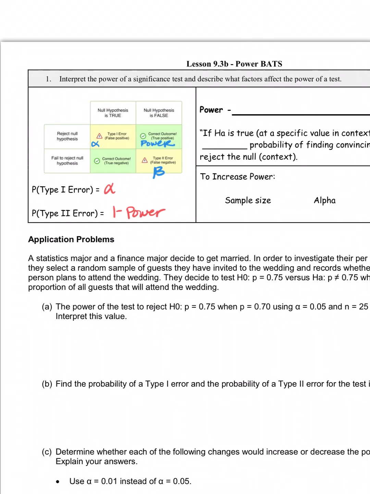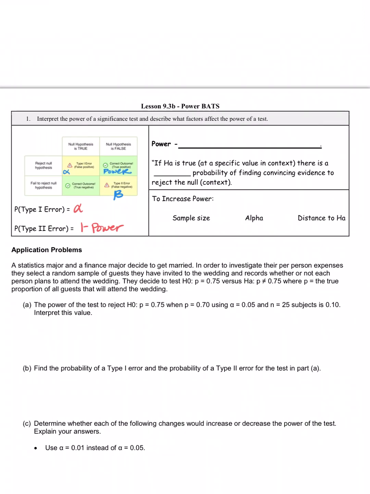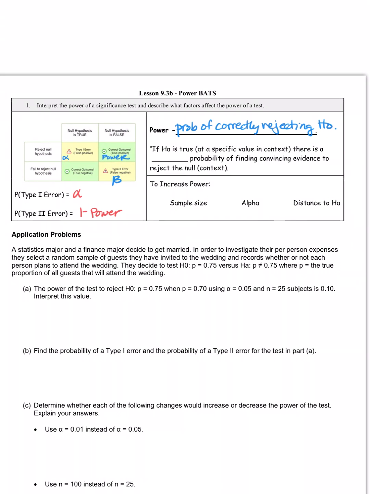Okie doke. So how would I define power? It's the probability of correctly rejecting the null hypothesis. Correctly rejecting the null. So here's your interpretation. If the HA is true, meaning they give us a specific what it is in reality, here's the power value, the power probability of finding convincing evidence to reject the null, but of course in context. Okay?